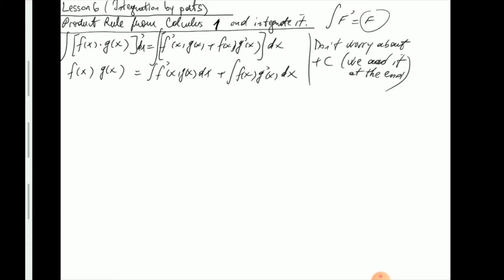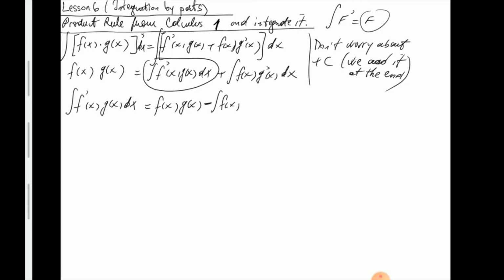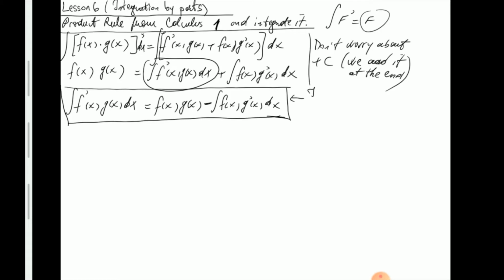All right, so let's write down by itself the first term on the right hand side. The integral of f prime of x times g of x dx is equal to f of x times g of x minus the integral of f of x times g prime of x dx. Believe it or not, this is the version that I actually use. There's another version, but this is the most practical one that I use for what we call the integration by parts formula.